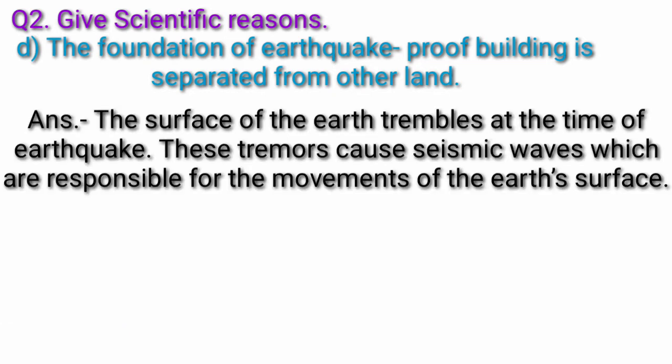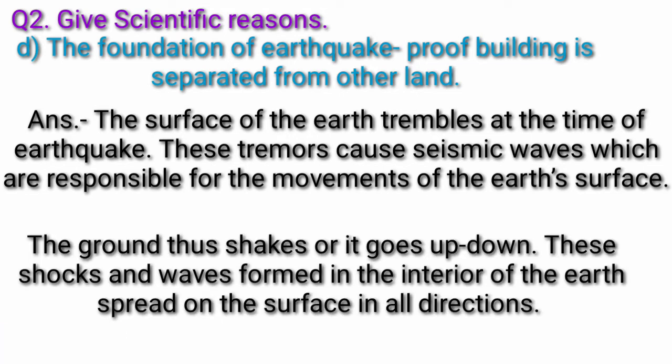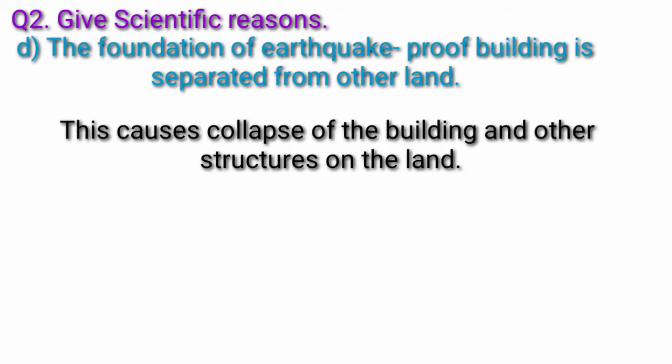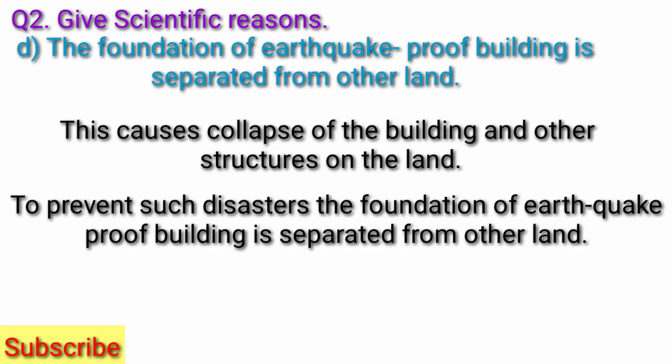Answer. The surface of earth trembles at the time of earthquake. These tremors cause seismic waves which are responsible for the movements of the earth's surface. The ground thus shakes or it goes up and down. These shocks and waves formed in the interior of the earth spread on the surface in all directions. This causes collapse of the building and other structures on the land. To prevent such disasters, the foundation of earthquake-proof building is separated from other land.